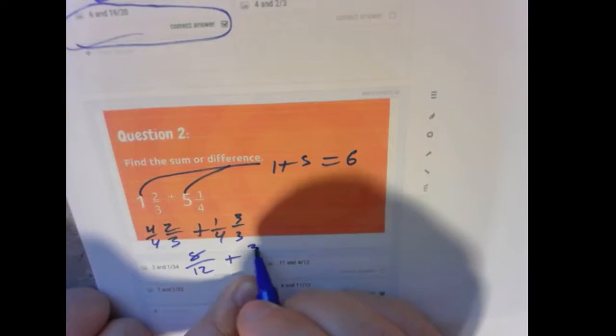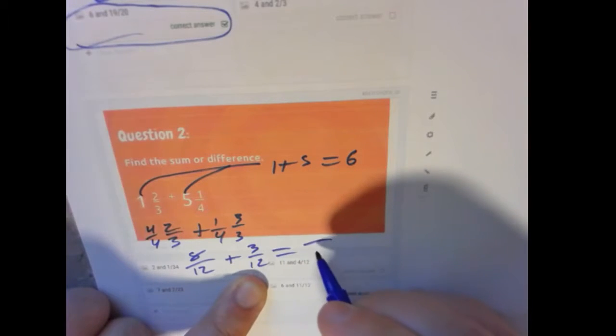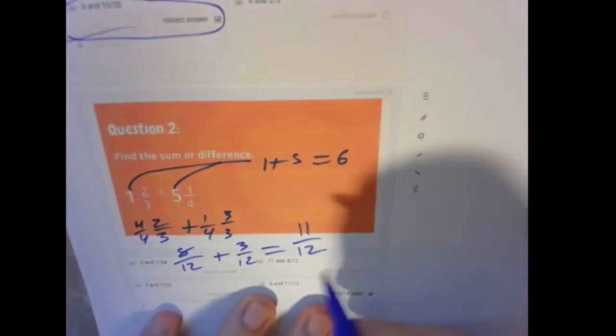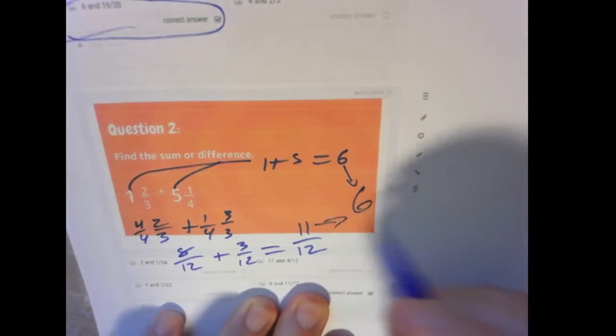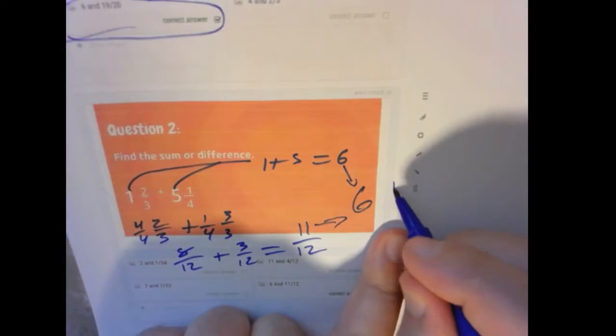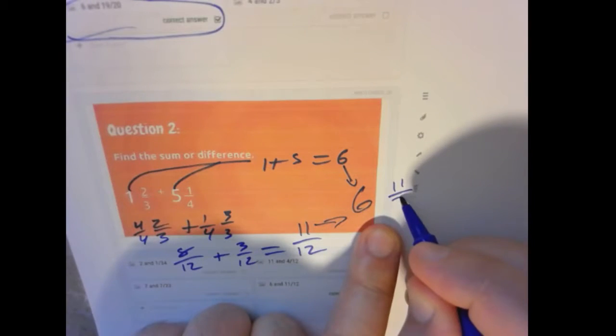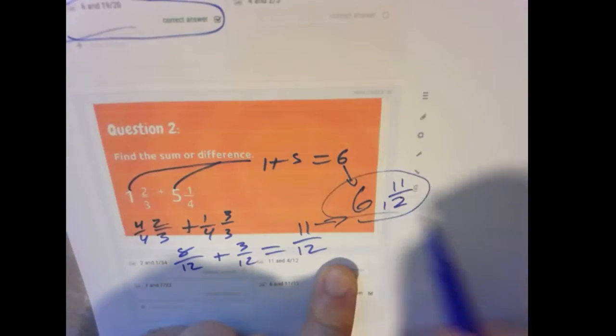So 4 times 2 is 8 over 12, and 3 over 12. Common denominator, so I'm going to write over 12, and then add these together. So that's 11 over 12. So the total answer, the end answer, is 6 and 11/12. Like that.